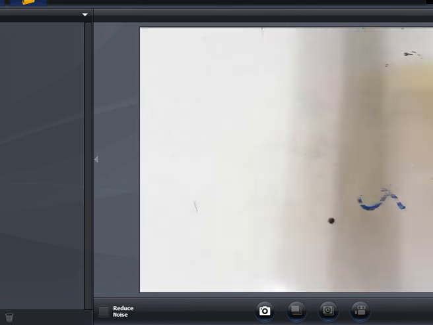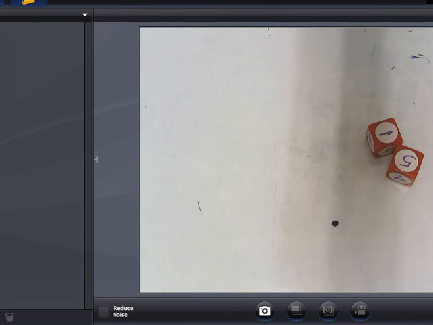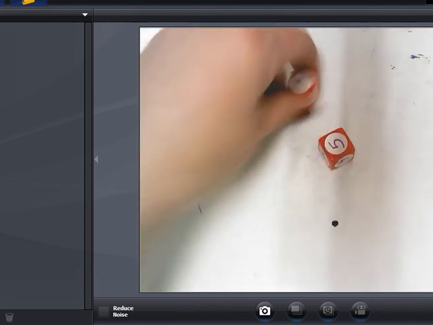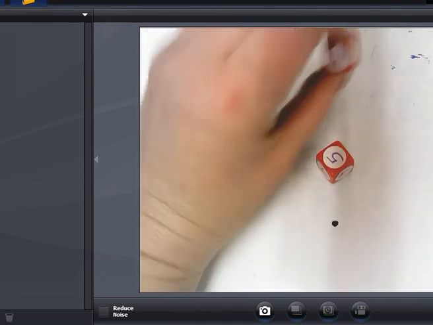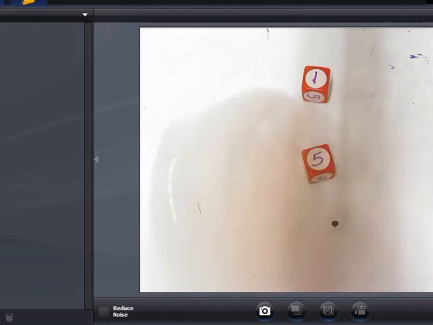So I want you to play a little game and write down your answers as you're going. I want you to shake the 2 red dice, and the smaller number is always your numerator. The bigger number is your denominator.